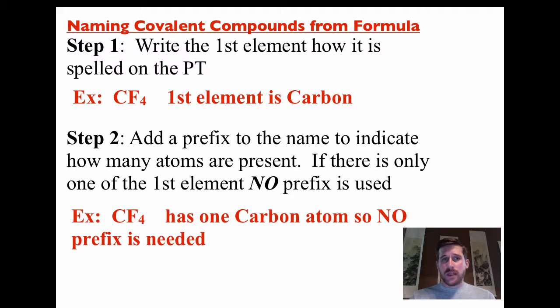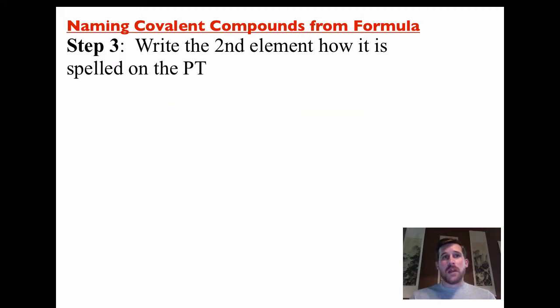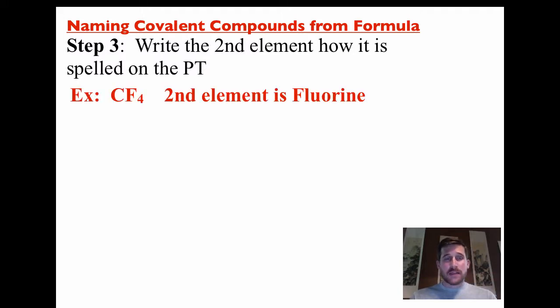So if you look again, CF4, there's only one carbon, right? So we're not going to put any prefix on carbon, we're just going to call it carbon. Step 3, we're going to write the name of the second element, which in our case is F, or fluorine. That's how you would pronounce it when finding it on the periodic table.